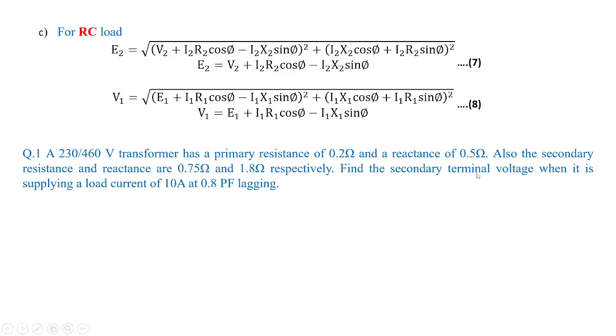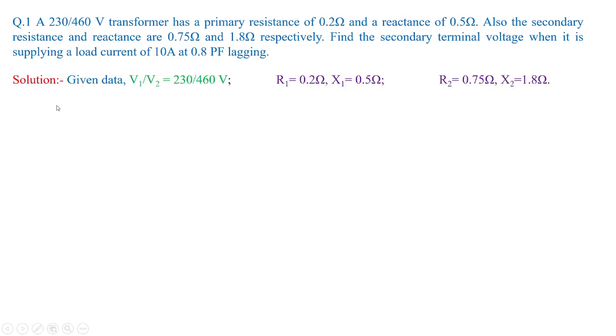We need to calculate the secondary terminal voltage when the supplying load current is 10 amperes at 0.8 power factor lagging. So for this, we are going to take the data which is given to us. You can see here V1 by V2 is taken as 230 by 460 volts. The primary drop, secondary drop, resistor and reactance values are given in ohms, and the load current is 10 amperes, that we are going to treat as I2, and the power factor is 0.8. Therefore, the power factor value is given as 0.8, which is cos phi.